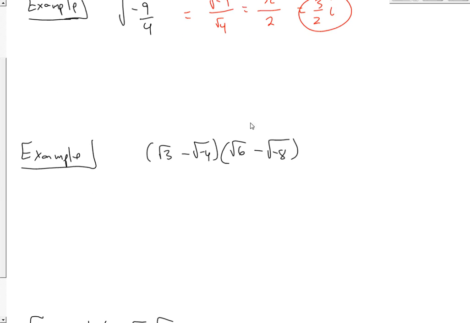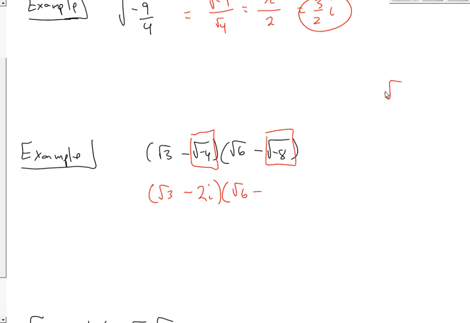Looking at the next example, I've got the FOIL process, but before I do this, I want to convert my square root of negative numbers into complex values with i. So I'm going to get the square root of 3 minus the square root of negative 4, which is going to be 2i. And then I have the square root of 6 minus the square root of negative 8.